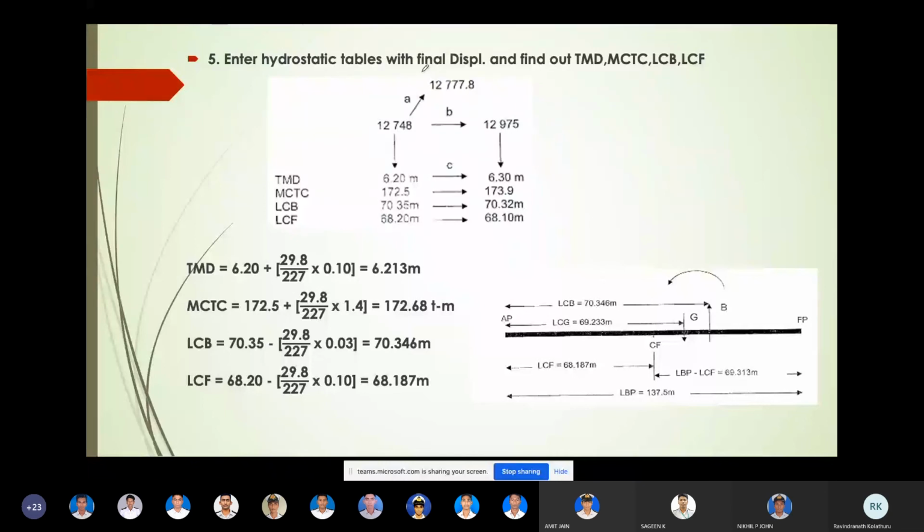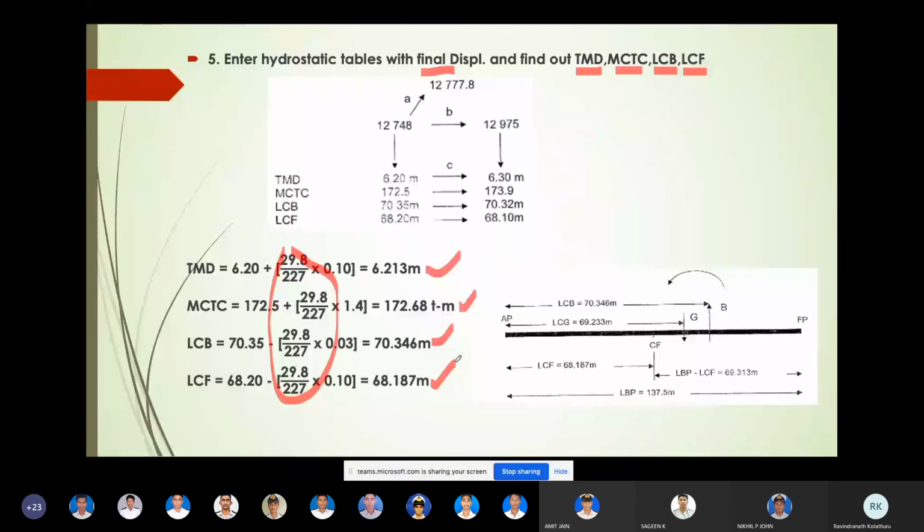So now with this final displacement, again I find out all this data. I can find out TMD, MCTC, LCB, and LCF because I require all this data to get my final drafts. You see here, A and B remain the same, whereas the value of C changes. Again, by entering the hydrostatic tables, because my initial draft is different, but now after loading my draft will change. That is why again I have to find out my true TMD draft, MCTC, LCB, and LCF.